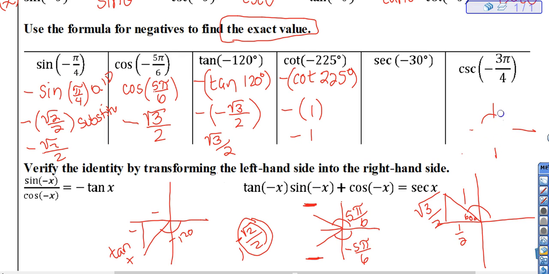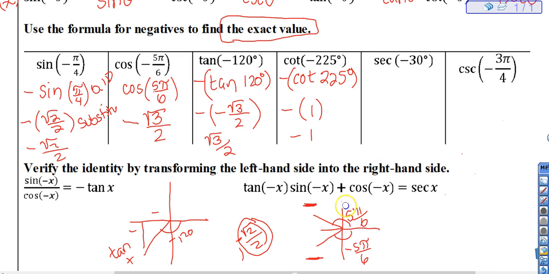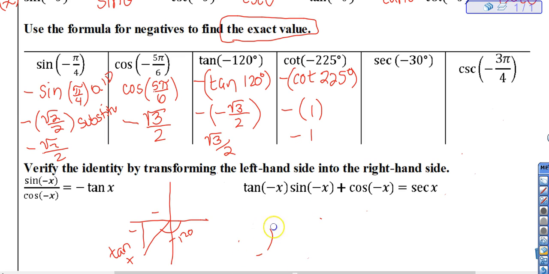Okay, you guys do secant of negative 30. Go ahead. I'm going to erase some things, and then I'll write the answers. And also do the cosecant of negative 3 pi over 4, please. Use your trig value sheet.